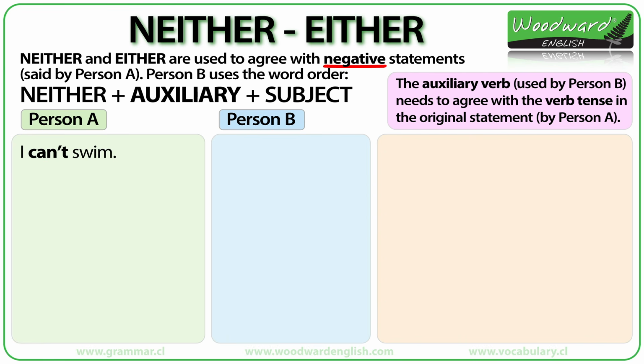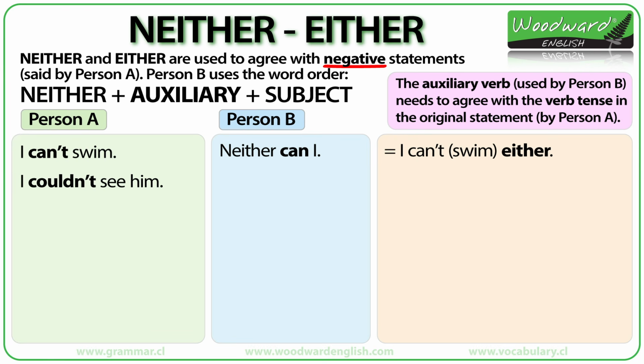I can't swim. This has the modal verb can in its negative form, so we also use the modal verb can in the response. We say, neither can I, which means I can't swim either. I couldn't see him. If the first part has the modal verb could, then the response needs the modal verb could too. We say, neither could I, which means I couldn't see him either.